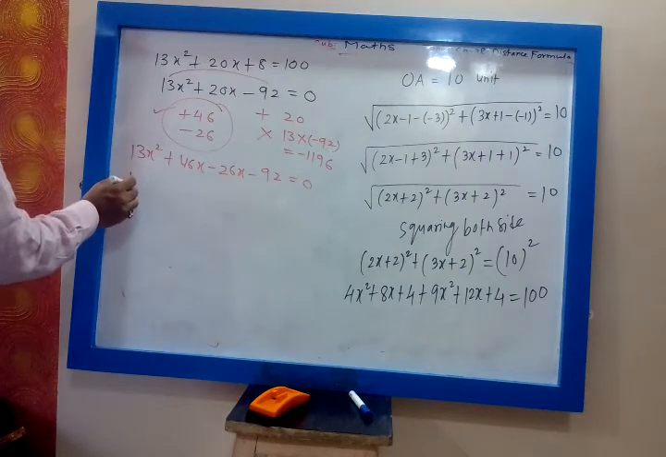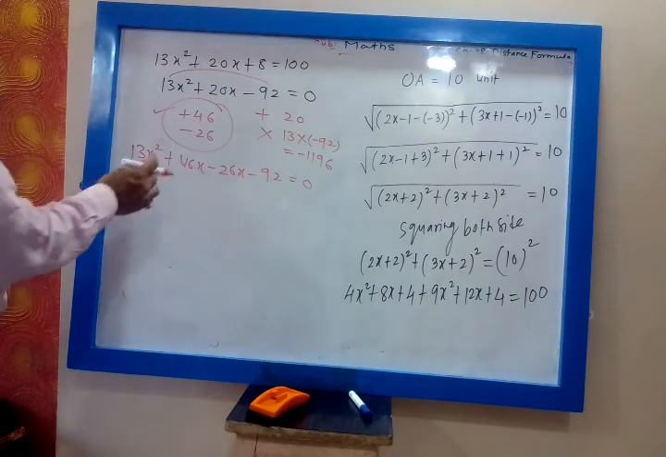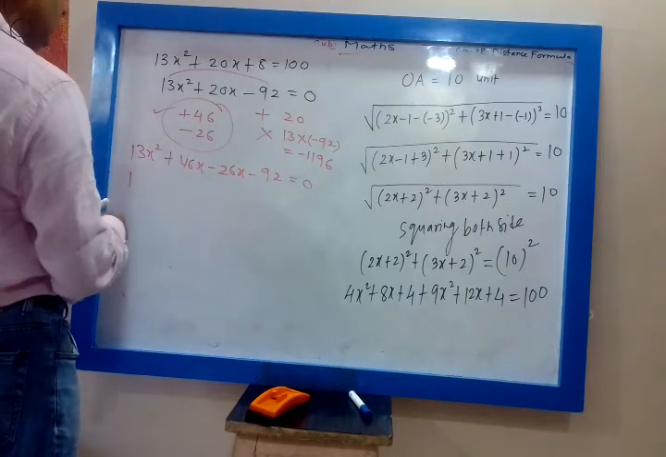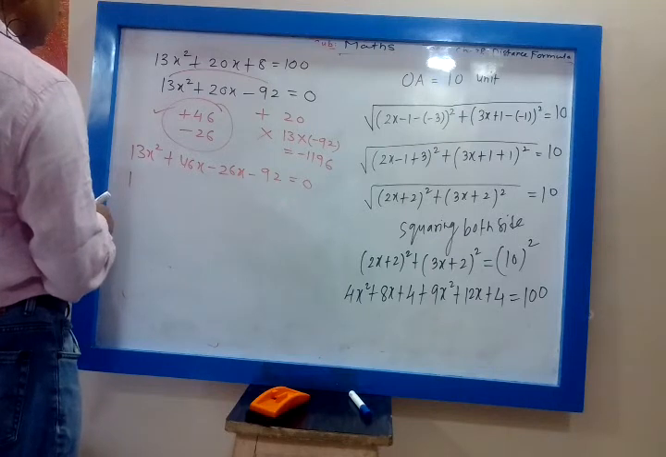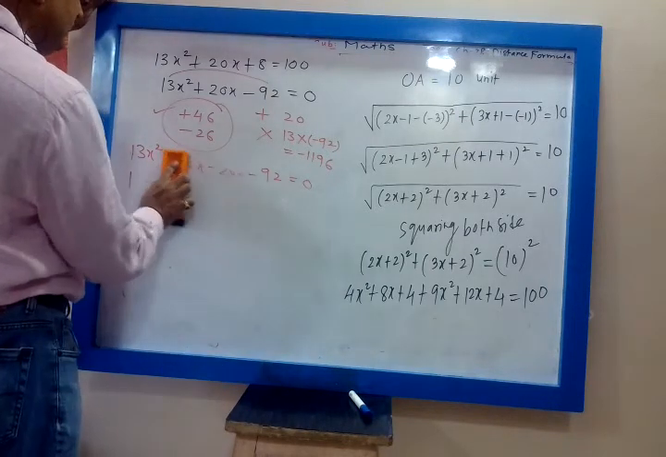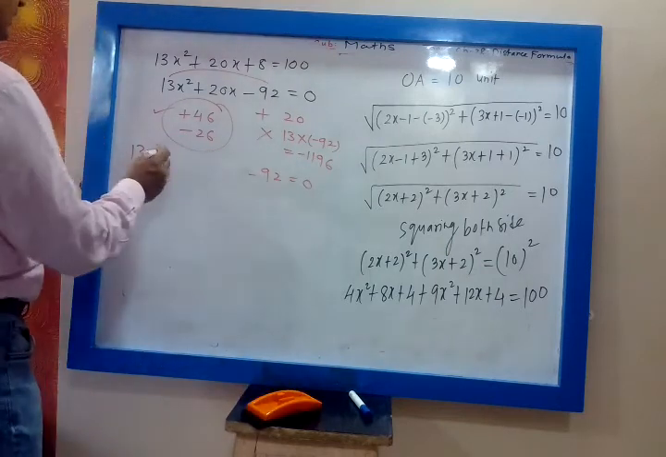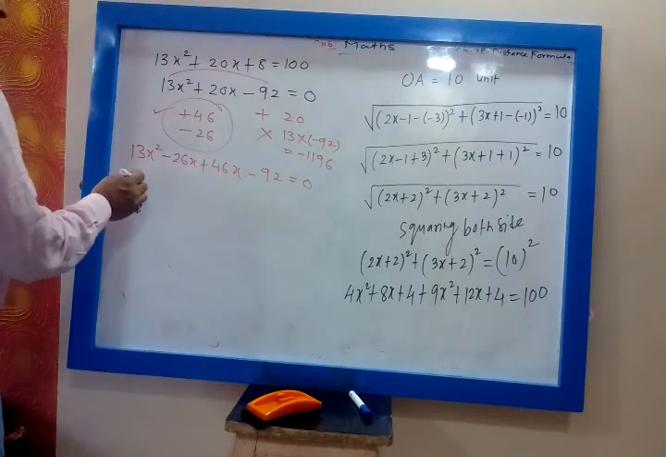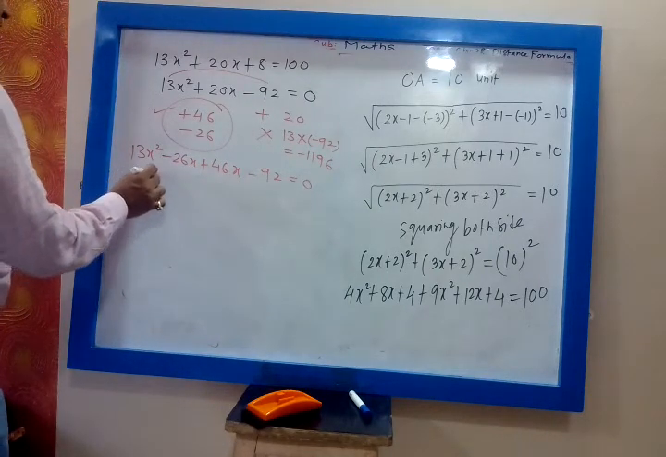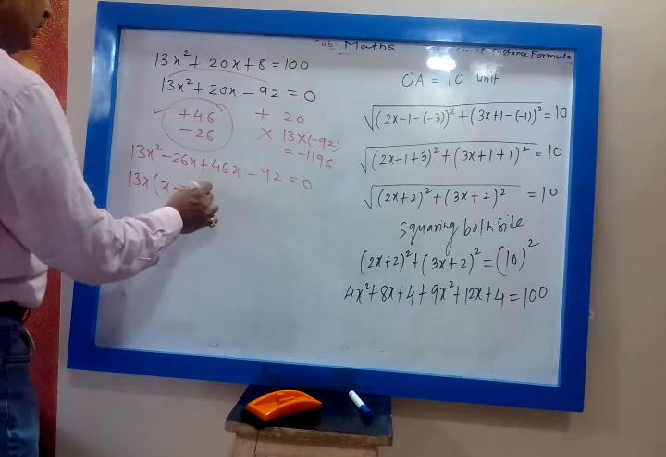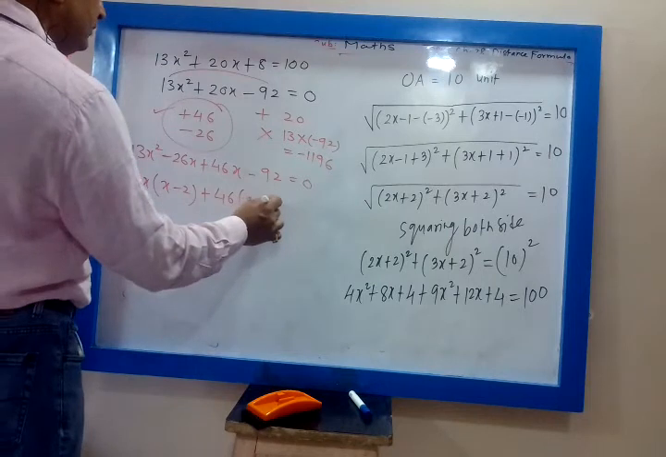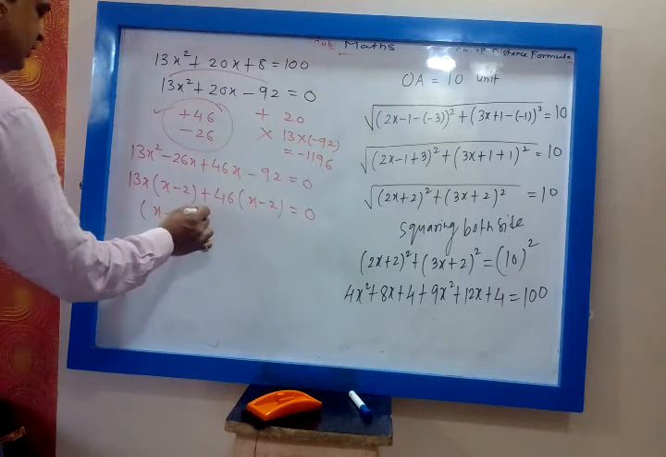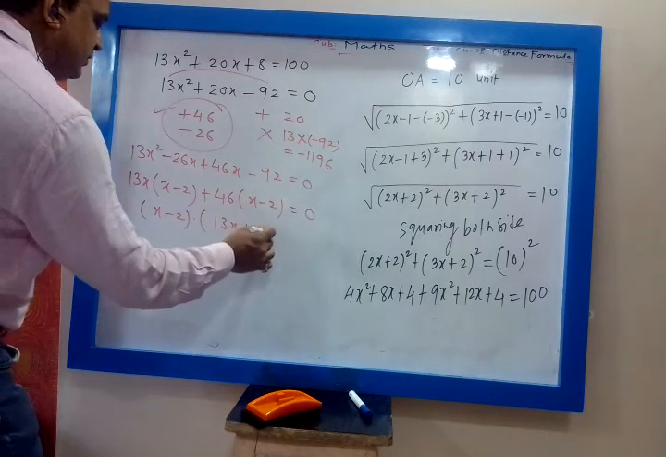So 13, take 26 on this side. 13x square minus 26x plus 46x minus 92. So if you take 13x common, then x minus 2, and plus 46 you will take common, x minus 2, is equal to 0. So x minus 2 into 13x plus 46 is equal to 0.